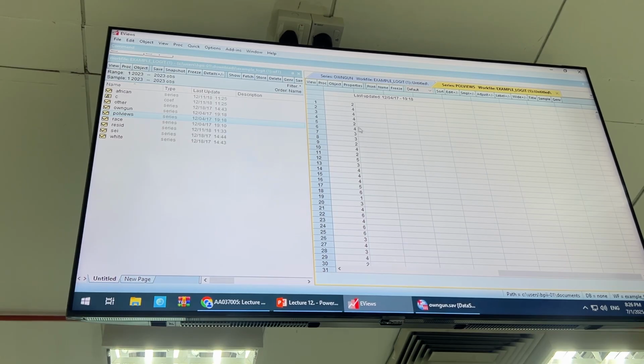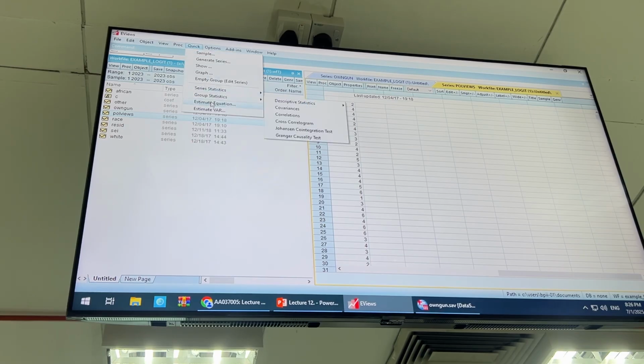Now to estimate the model in EViews, you can use the linear probability model, the one that we explained earlier. If you use that method, we simply regress as usual: you regress own gun against political views using ordinary least squares. But as mentioned just now, there are a number of problems, and the model does not really specify the probability properly. So we can use an alternative. For this, you go to Quick, Estimate Equation.